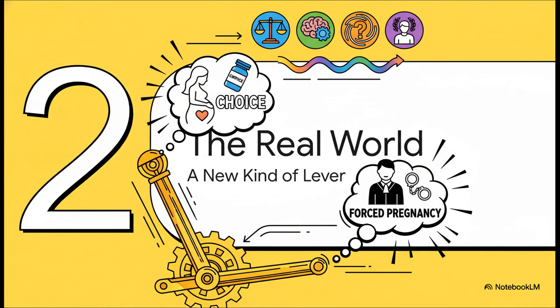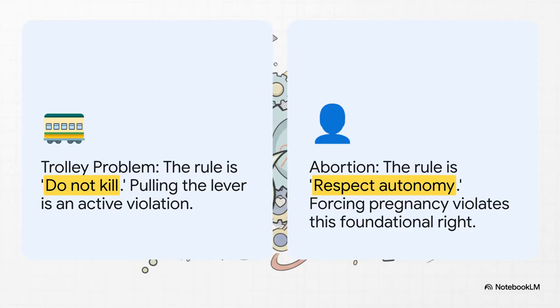So here's the new setup. A woman is in her first 15 weeks of pregnancy and she wants an abortion. Now, imagine society is standing at a lever. It can do nothing and allow her to control her own body, or it can pull a regulatory lever and force her to continue the pregnancy. So how do our philosophical tools handle this one? Let's start with deontology again, the philosophy of rules.